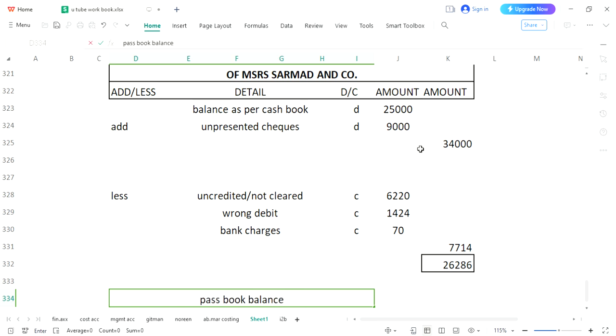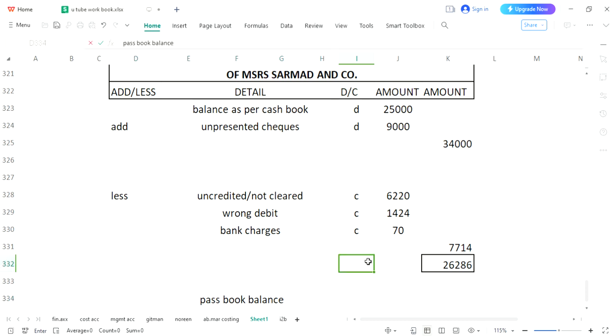And now signs. Look at this. We have amount of debit 34, amount of credit 7. As you know that signs would always be for the larger amount. Larger amount was debit, so you will put sign of debit over here.